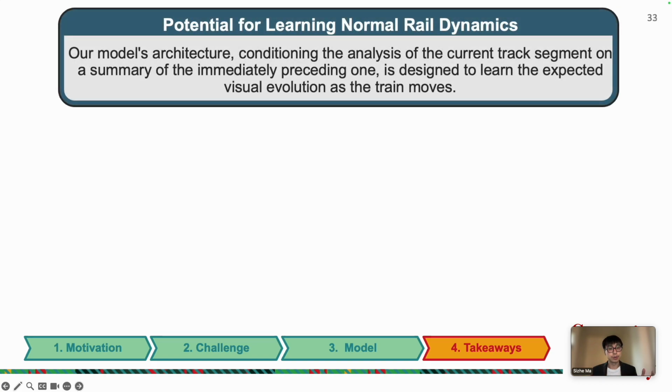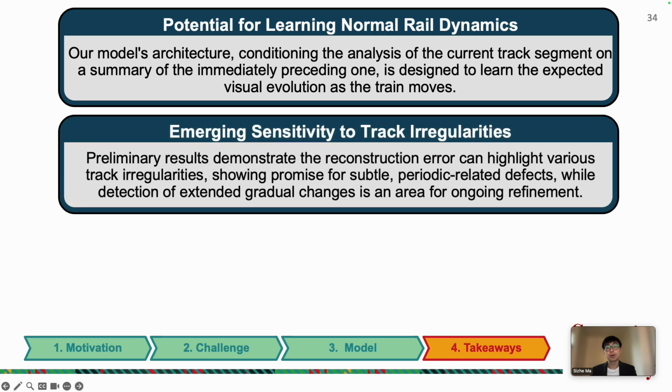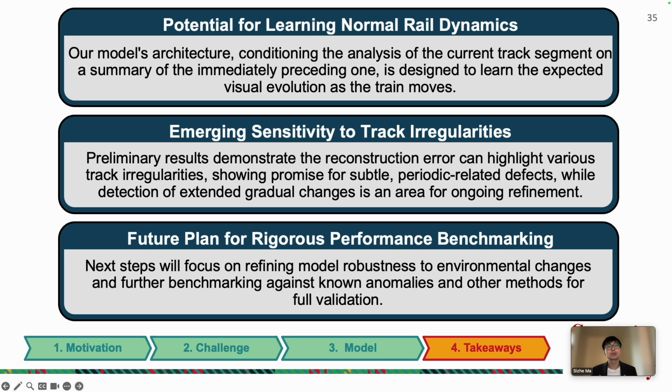For final takeaways, first of all, the sequential understanding allows us to learn normal rail dynamics effectively. Secondly, we're able to show that the reconstruction error can indeed highlight various kinds of track anomalies. Thirdly, we're fully aware that we need to further refine the model's robustness towards other conditions like environmental changes, and we'll also focus on further benchmarking against these known anomalies. Thank you. That's all for my presentation.